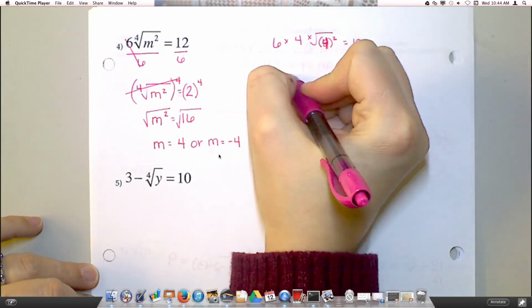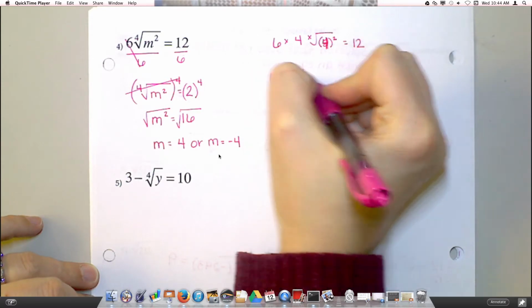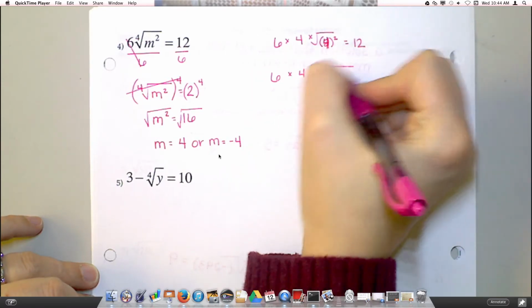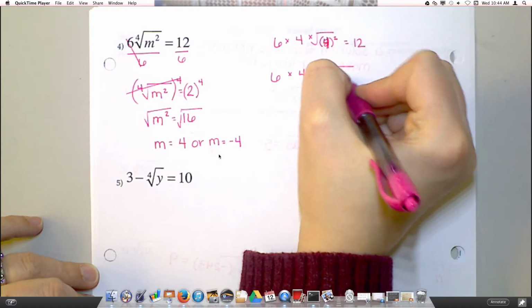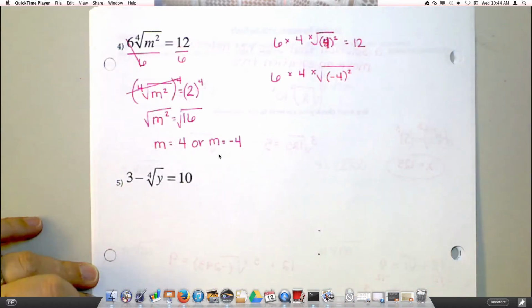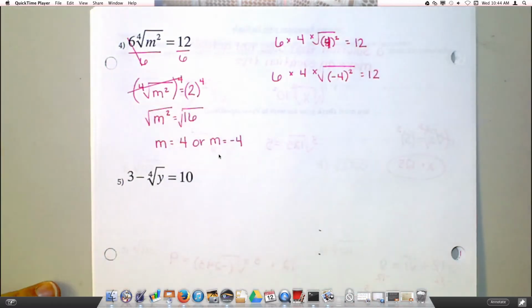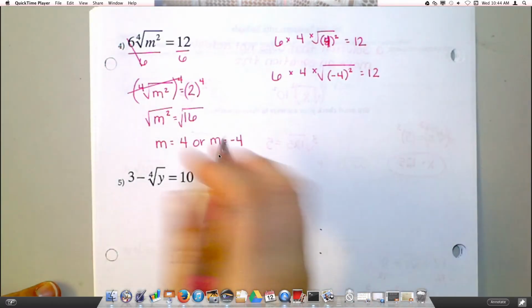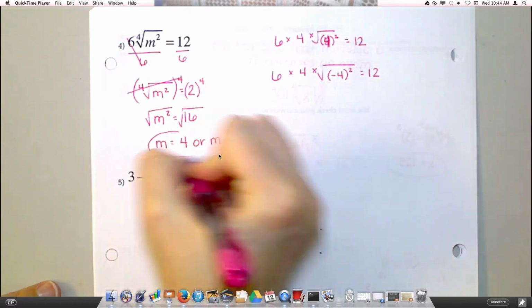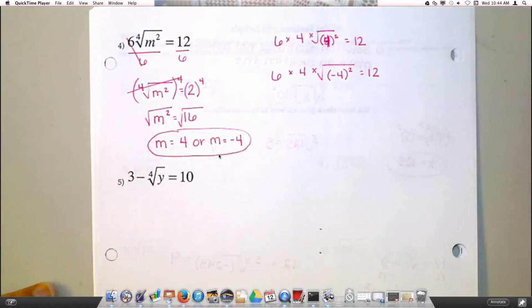So then I'm going to do 6 times the 4th root of, and of course you're going to put that negative 4 in parentheses. Even if you have a newer calculator that doesn't usually need it, you're going to need it there because you're squaring a negative number. Should come out to equal 12. Does it? Yes. So both of these answers work. I have 2 solutions here.